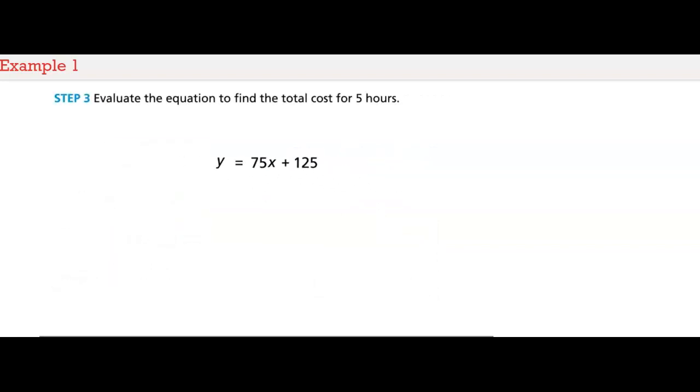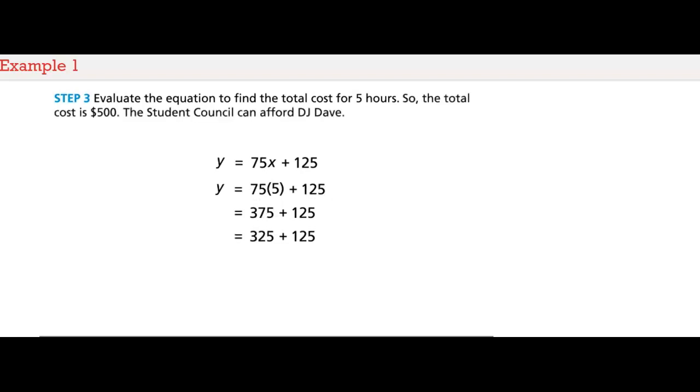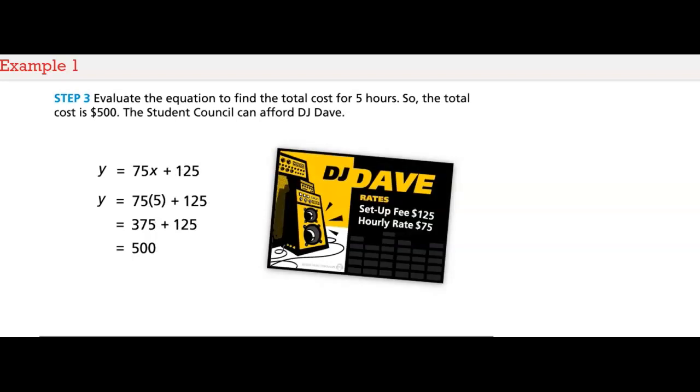You can now evaluate the equation to find the total cost for 5 hours. Which variable has a value of 5? Select your answer. The value for x is 5. X is 5. 75 times 5 is equal to 375. So the total cost is $500. The student council can afford DJ Dave.